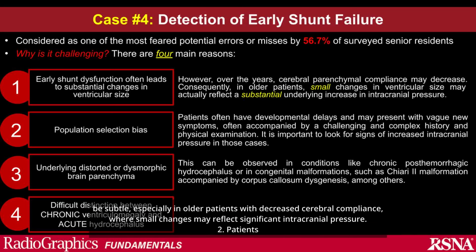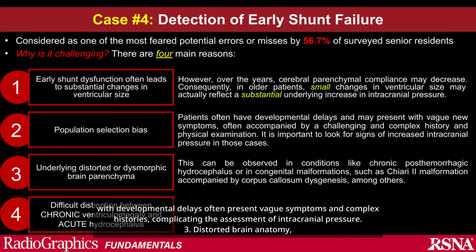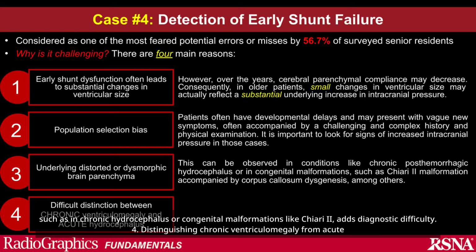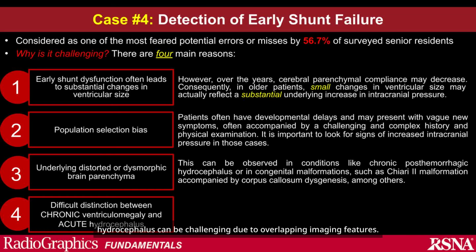1. Ventricular size changes can be subtle, especially in older patients with decreased cerebral compliance, where small changes may reflect significant intracranial pressure. 2. Patients with developmental delays often present vague symptoms and complex histories, complicating the assessment of intracranial pressure. 3. Distorted brain anatomy, such as in chronic hydrocephalus, or congenital malformations like Chiari-2, adds diagnostic difficulty. 4. Distinguishing chronic ventriculomegaly from acute hydrocephalus can be challenging due to overlapping imaging features.